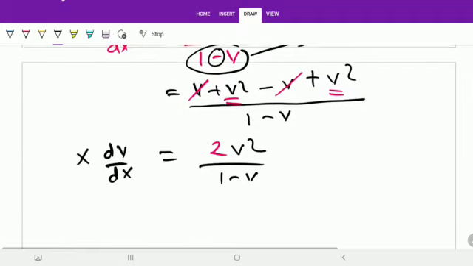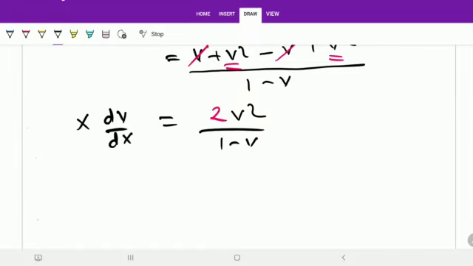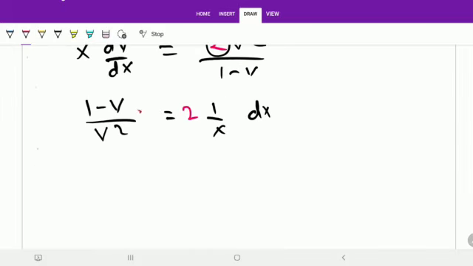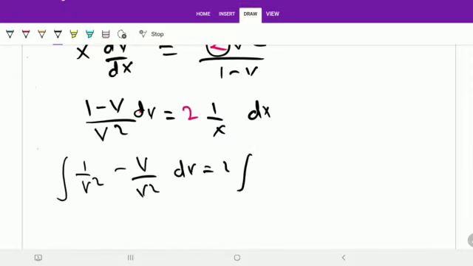Now we take all v on one side, all x on the other side. So 1 minus v upon v square, and this will be 1 by x dx. Don't forget this 2 is also there. Now we want to integrate, with all v on one side and all x on the other. So integral of 1 by v square minus v upon v square dv will be 2 times the integration of 1 by x dx.